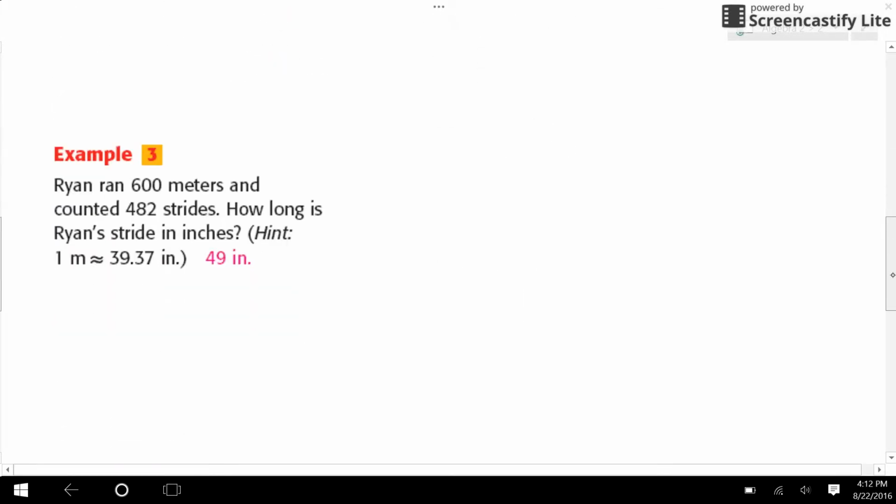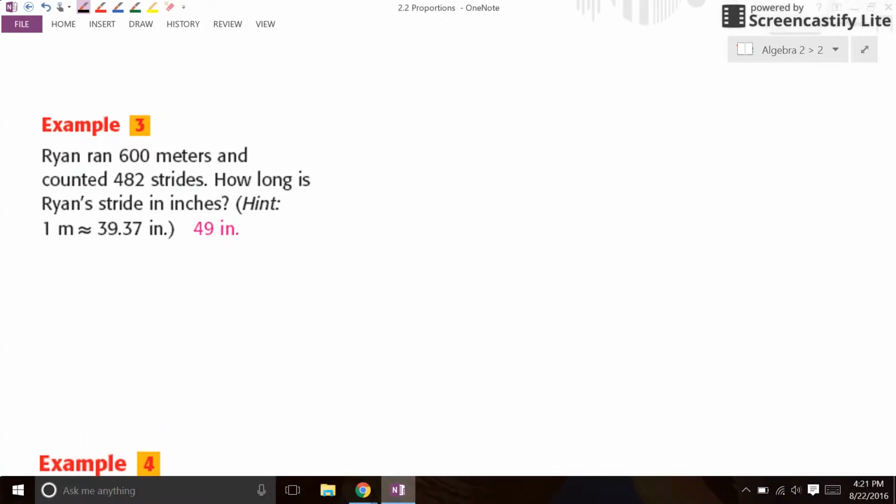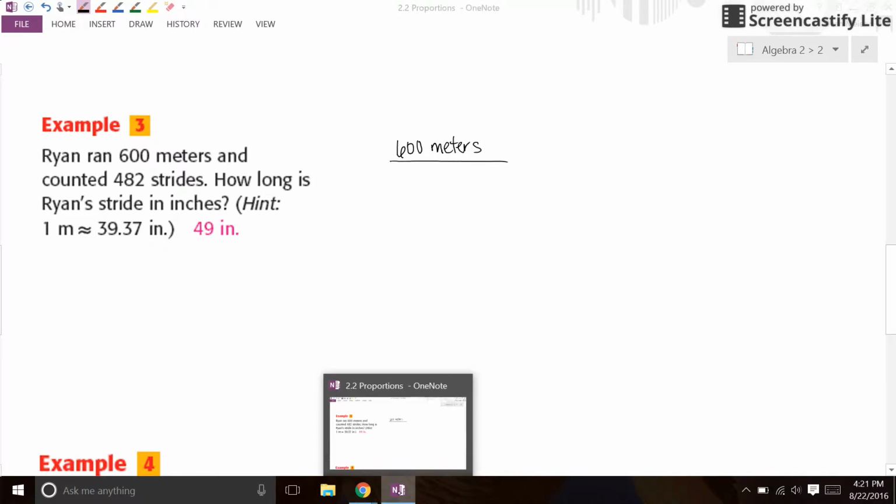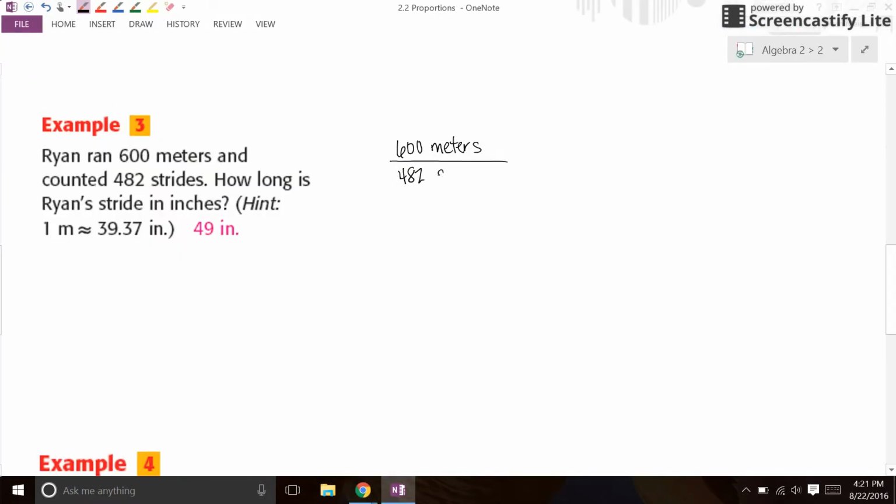All right, what about this one? Let's do another proportion. Ryan ran 600 meters and counted 482 strides. How long is his stride? So I'm like, piece of cake, right? I know he ran 600 meters in 482 strides, right? That's what I know. Well, I'm going to set that equal to how many meters then is one stride? And I'm like, yeah, I'm golden.